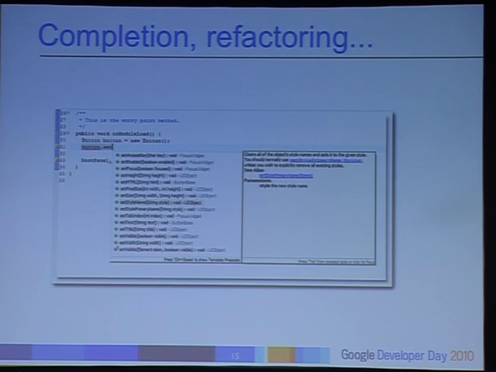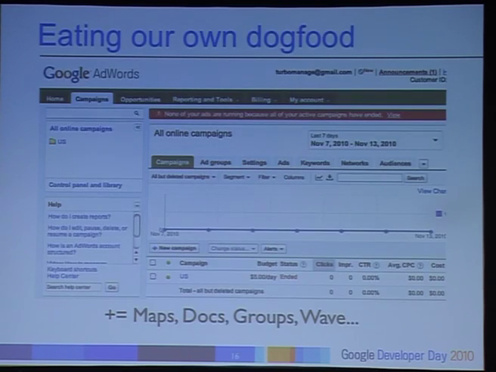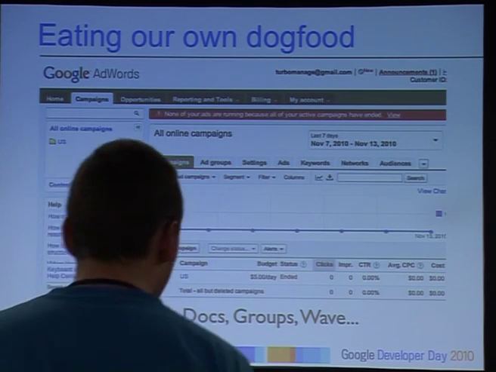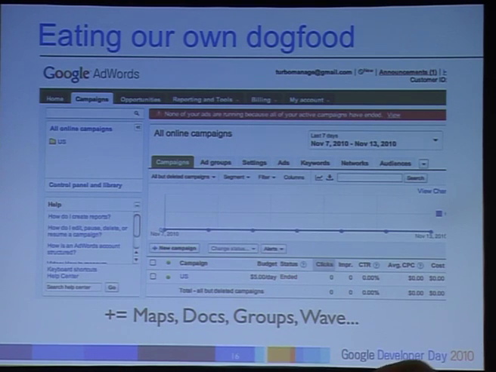All right. Yes, at Google, we do eat our own dog food, as we say in the United States. The AdWords front end was recently written in GWT. And if you think about Google's business model, the AdWords interface is our cash cow. That's where we make money, besides Android, selling ads. Also, the Google Maps product, Google Docs, the new interface to Groups, if you've seen that, and Google Wave, may it rest in peace, all use GWT as well in different places within those products.